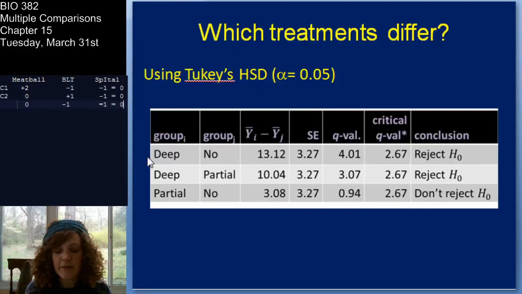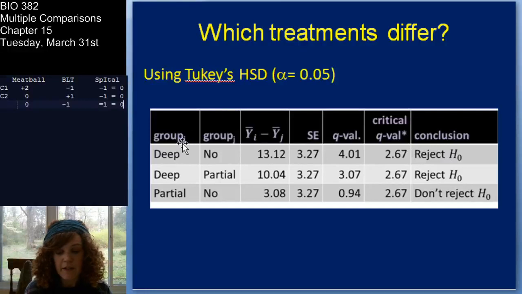So here we're comparing deep shade to no shade, because remember, Tukey's compares all comparisons. So deep versus none, all right? So same rule as with any of your statistics. If your statistic is greater than your critical value, then you reject the null, and there is a difference. Okay, so deep shade versus no shade, that statistic is larger than the critical value. So there is a difference between deep shade and no shade.